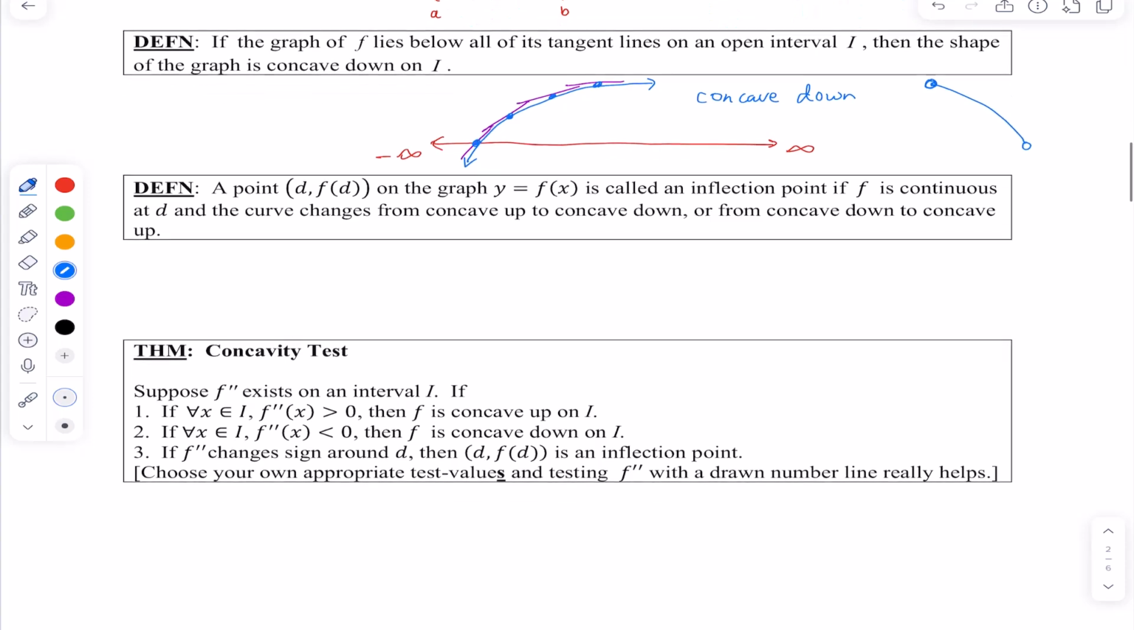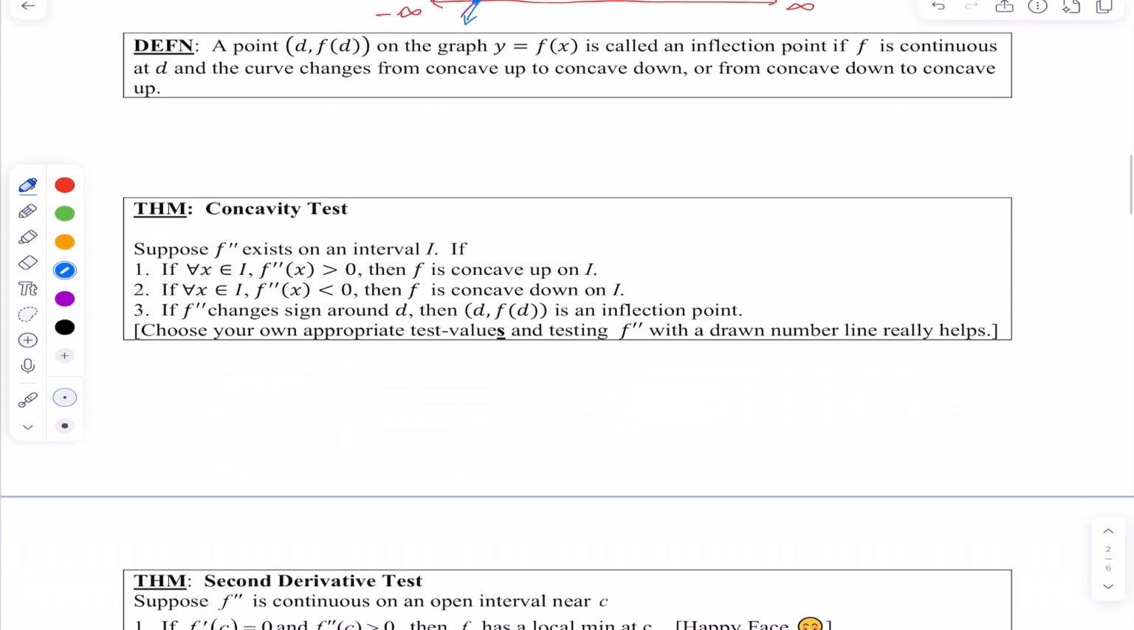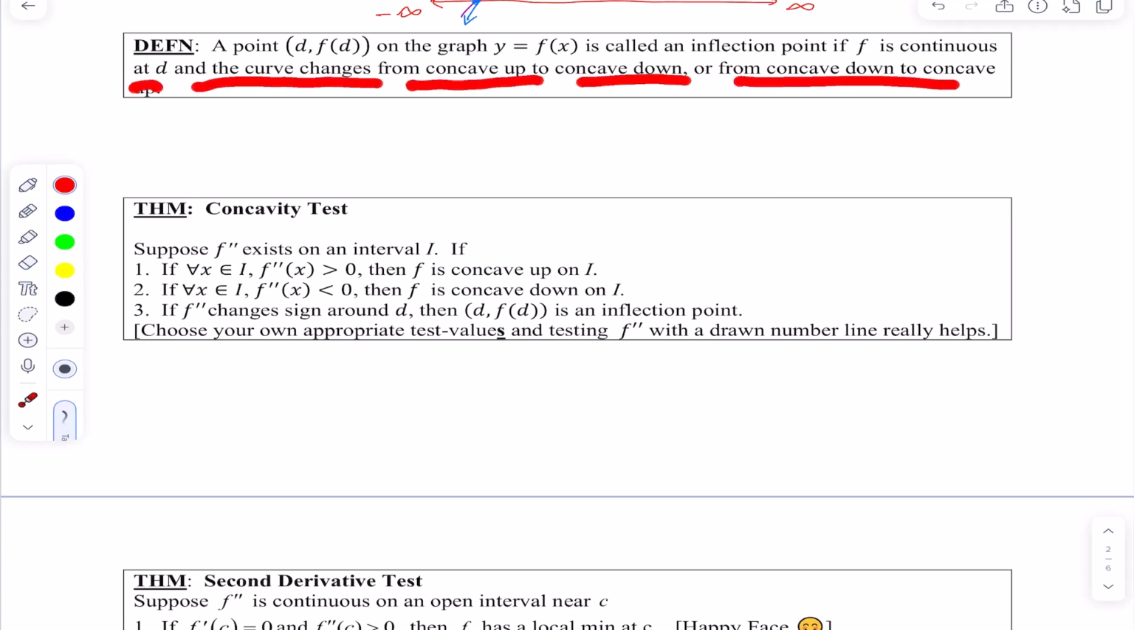Definition. This definition is going to be very interesting. This introduces a new kind of turning point for a model. Okay, let's go over it. A point (d, f(d)) on a graph y equals f of x is called an inflection point if f is continuous at d and the curve changes from concave up to concave down, or from concave down to concave up. So why don't we draw a few examples of this?